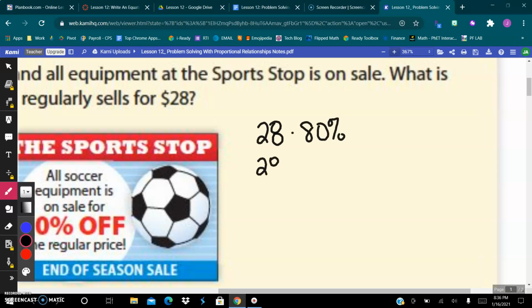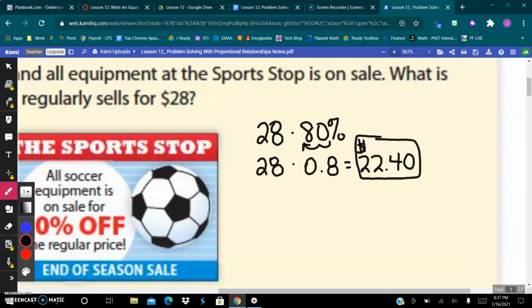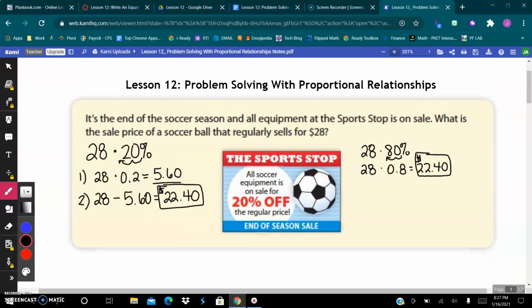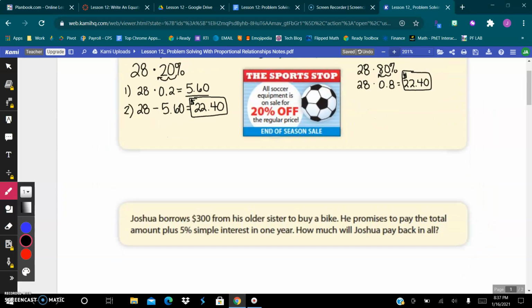So remember, we have to change our 80% into a decimal. So we take that decimal and slide it back twice. So we would get 0.8. And now we just have to do 28 times 0.8, which would give us 22.4. And remember, we have to add that 0 on for money. And that is how much the soccer ball would cost us. So 2 different ways to do a problem like this. It does not matter to me which way you pick. They both work, obviously. So whichever one makes the most sense to you is fine with me.